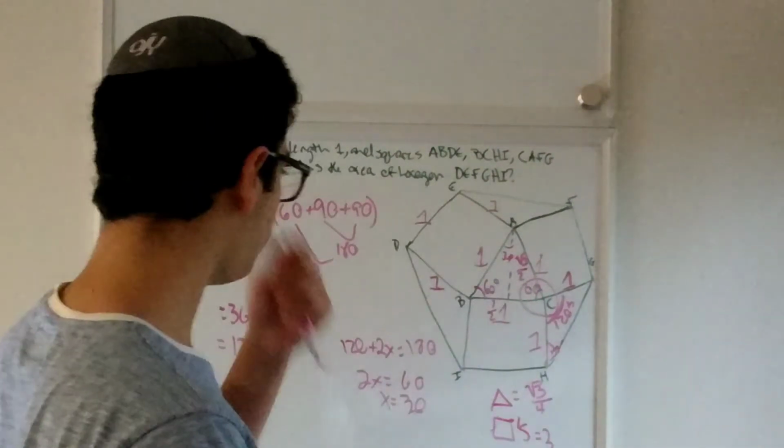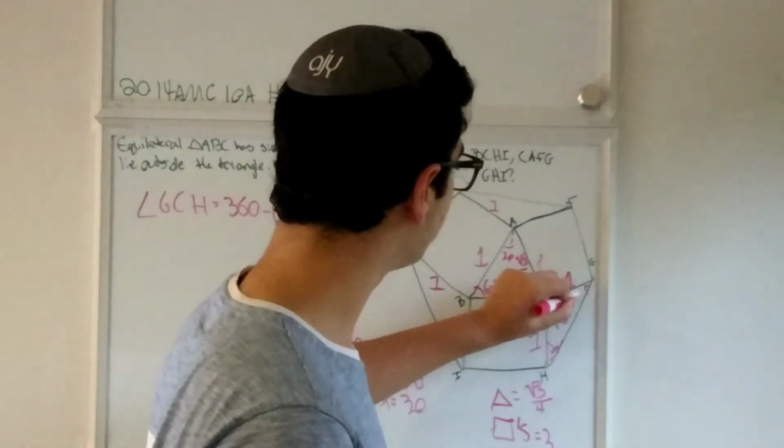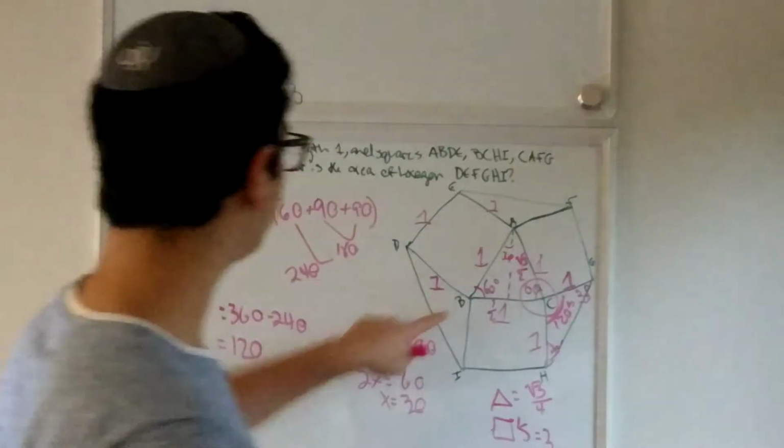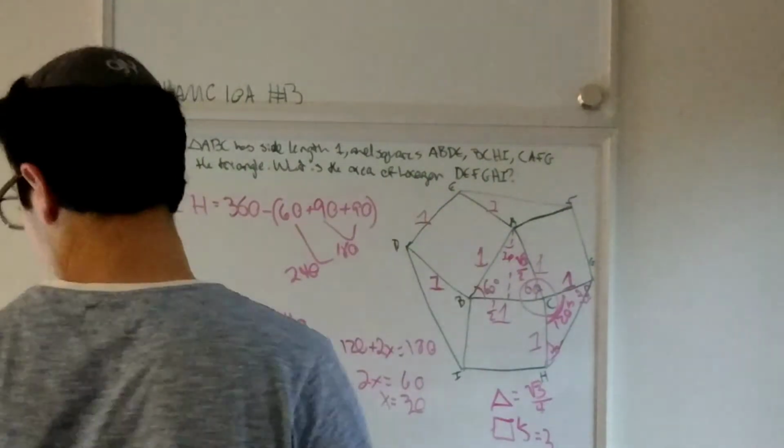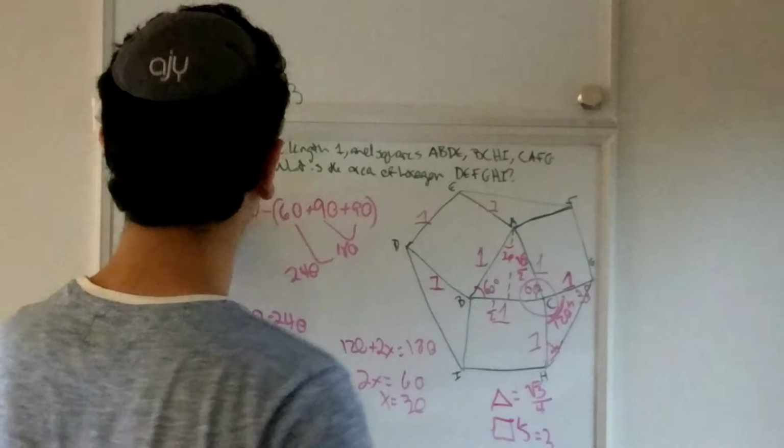Anyways, these are going to be 30 degrees. And you might notice that it looks very similar to the equilateral triangle that we had up above, and that's because it is.